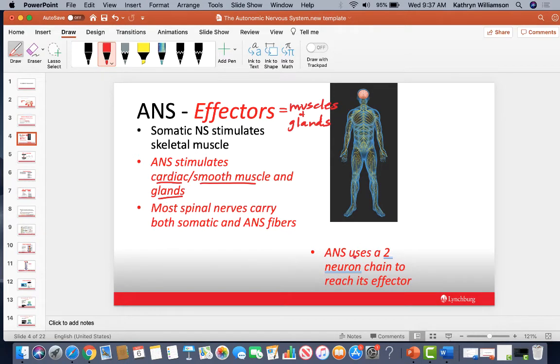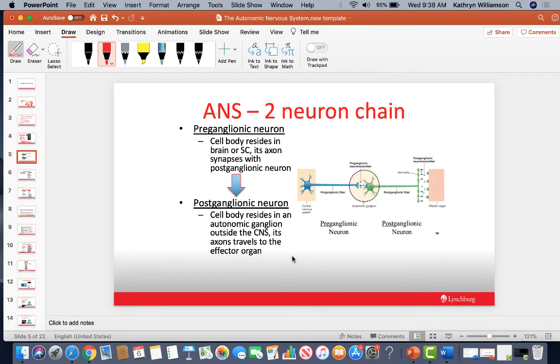What's special about the autonomic nervous system is that it uses a 2-neuron chain to reach its effector. One neuron has its axon synapsing with a second neuron, and then that second neuron's axon reaches the specific effector. So we have one neuron, two neurons, creating this 2-neuron chain as it conveys information to the effector. Here's our 2-neuron chain. Here's our first neuron and here's our second neuron. This is the cell body of the first neuron, here's its axon, the cell body of the second neuron, and here's its axon. And then out here is our effector, which is either the muscle or gland that it's exerting its effect on.